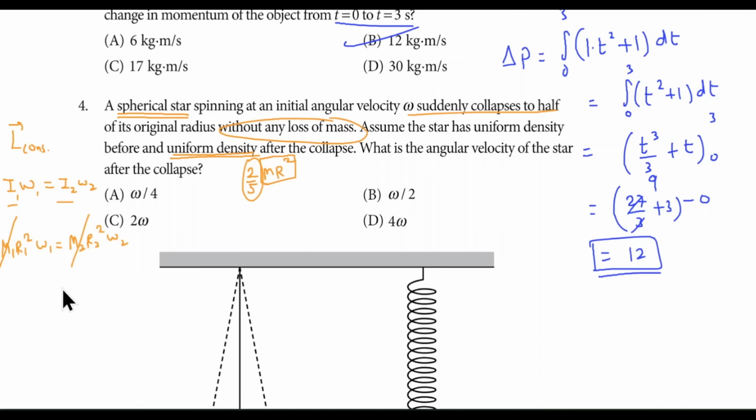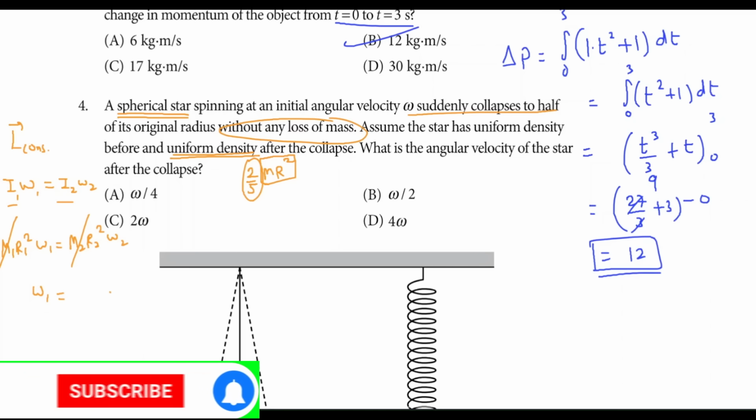And omega drops to half, which means that omega 2 is omega 1 divided by 2. And r1 squared, and what is r1 squared? I'm sorry, omega is not half, r is half. Omega is something that we need to find. So let me just correct that real quick. R2 is actually R1 over 2. That's what happens here. And omega 2 is unknown.